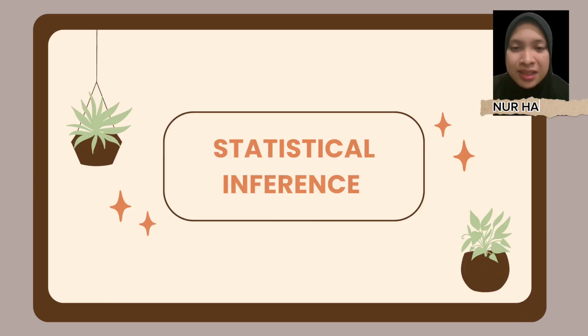My name is Hafizah binti Hassan and my matric number is S22B0007. I want to present about statistical inference. Statistical inference has three methods. The first method is hypothesis testing.